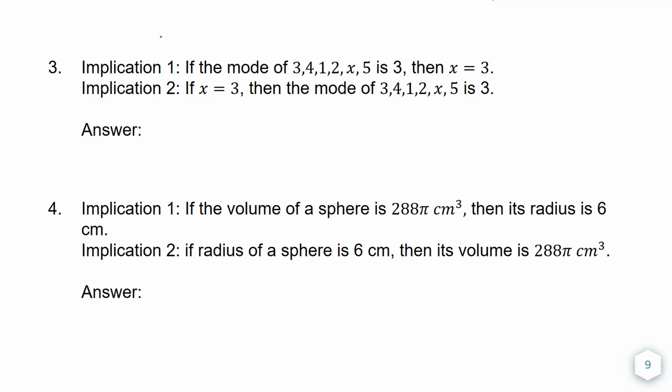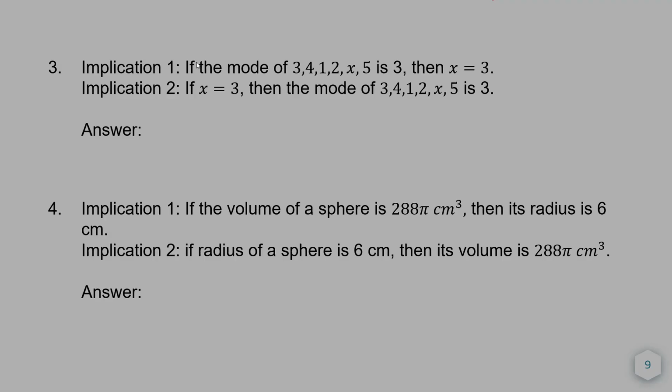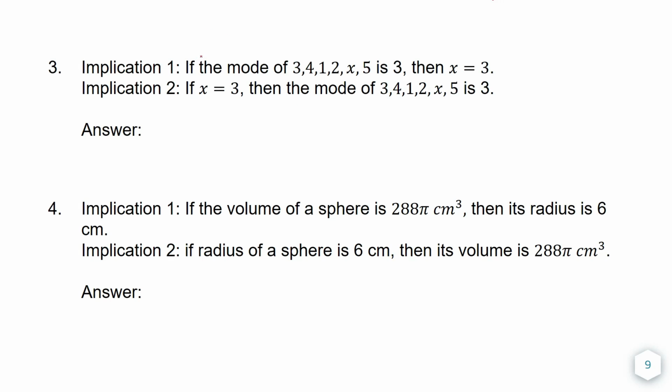Implication 1: if the mod of 3, 4, 1, 2, x, 5 is 3, then x equal to 3. From this implication, which one is P and which one is Q? Q is x equal to 3. Yes, correct. The mod of 3, 4, 1, 2, x, 5 is 3. This is P. And then x equal to 3 is Q.